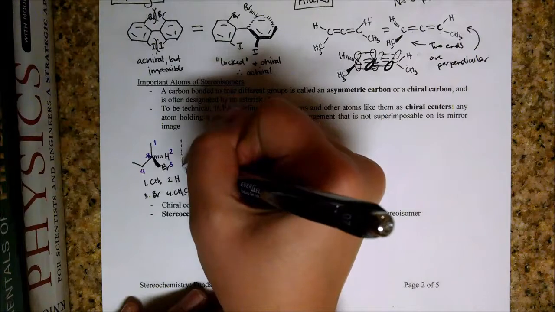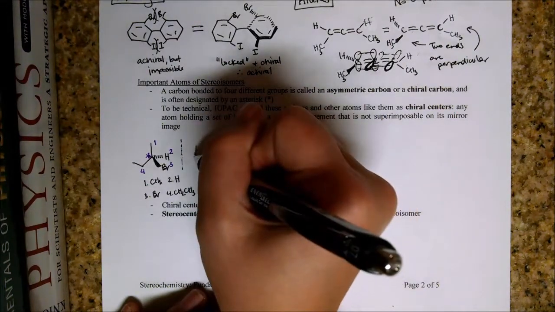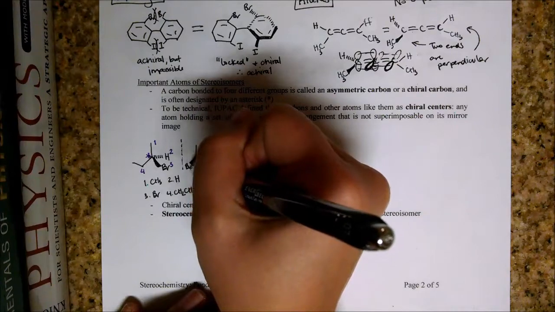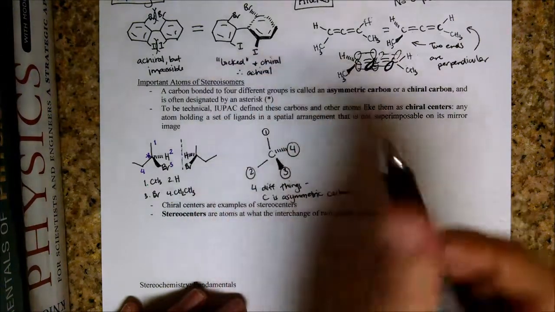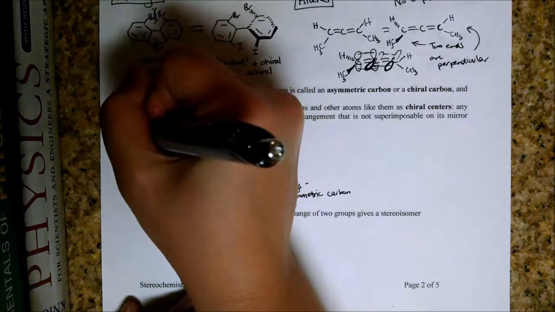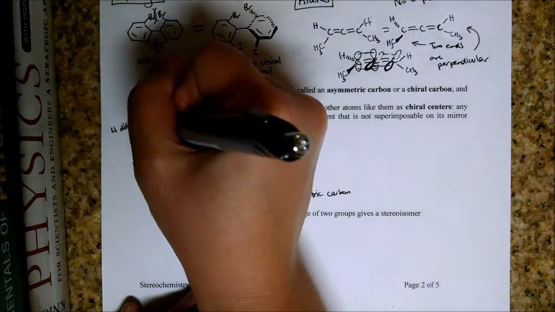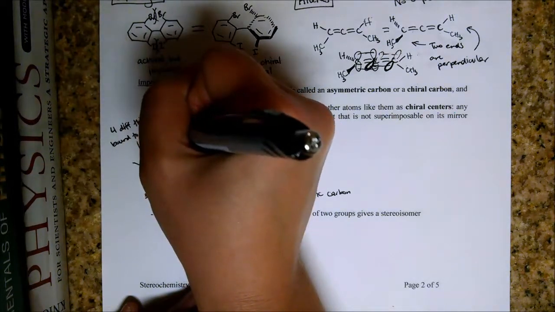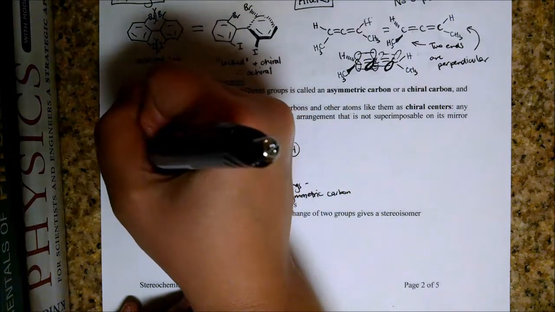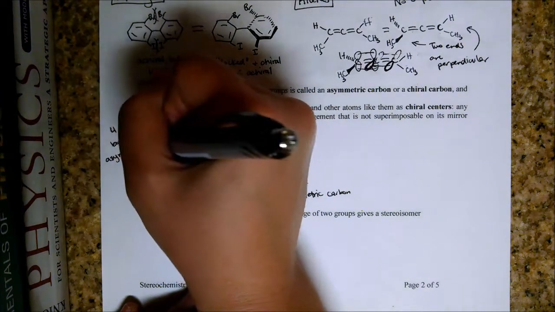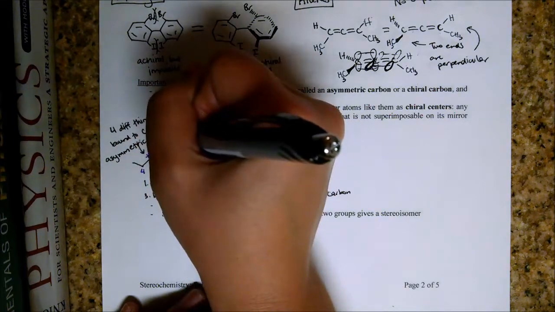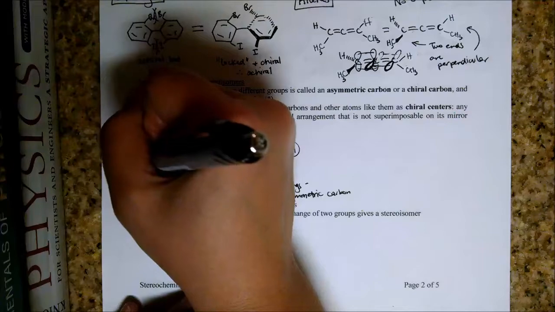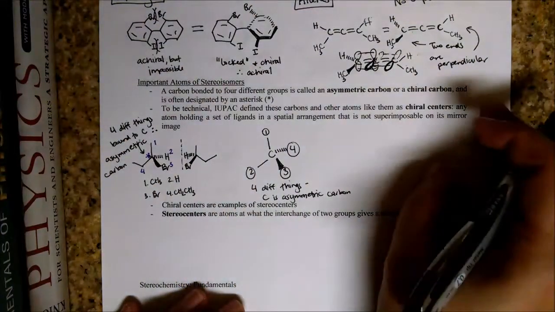Okay, and so if we looked at the mirror image of this molecule, we will see that it is non-superimposable, which is why this is indeed a chiral molecule. Okay, so a set of ligands that are not superimposable on its mirror image. Okay, so again, it's right here. This carbon has 4 different things bound to C. Therefore, this is an asymmetric carbon.